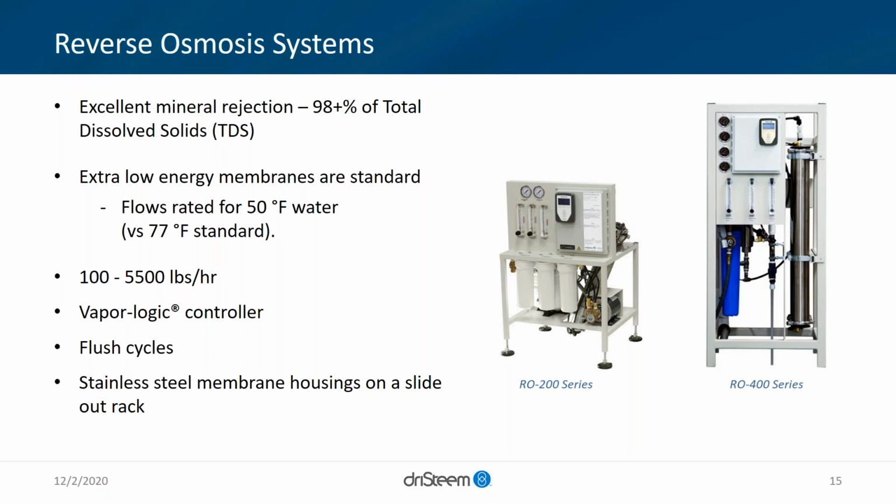We use our Vapor Logic controller, which provides some nice functionality regarding flush cycles during periods of inactivity. And then the stainless steel membrane housings are on a slide-out rack. If we look at the picture on the right, the RO400 series, one of these advantages is taking out membranes. Membranes last 3 to 5 years approximately with good pre-treatment, and reaching over this equipment while it's wet, when the membranes are heavy, can be very troublesome, and this is a way to help ease that constraint.